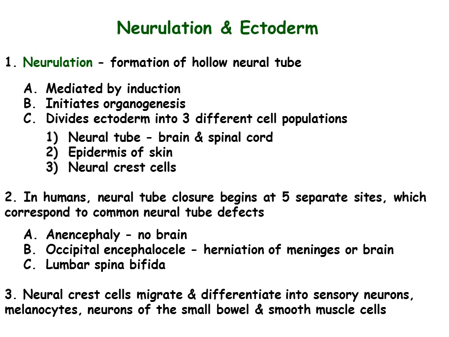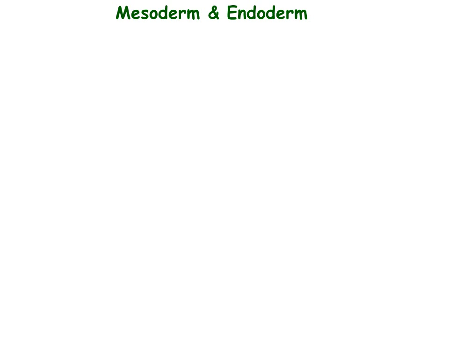The neural crest cells will migrate and differentiate into the sensory neurons and melanocytes and neurons of the small bowel and smooth muscle. So these are very important as well. And you again begin to see the patterning of defects in a gene that is important or derives from the neural crest with the symptoms that the patient exhibits. So mesoderm and endoderm.